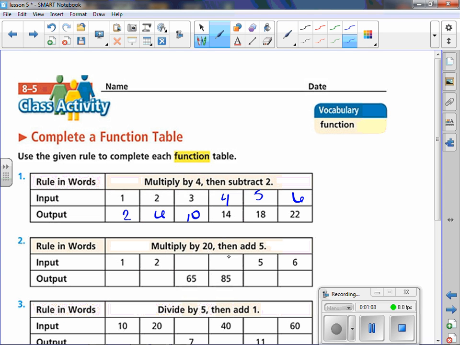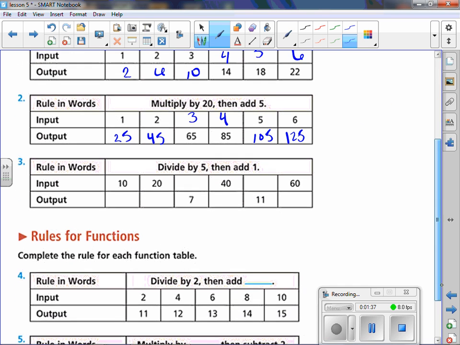Okay, multiply by 20 and add 5. 1 times 20 is 20, plus 5 is 25. 2 times 20 is 40, plus 5, 45. This would be 3. It's going backwards. Subtract 5, which you get 60, and then 60 divided by 20, which is 3. Okay, and this one happens to be 4 as well. 5 is 105, and 125. Okay. Let's breeze down here and go on.